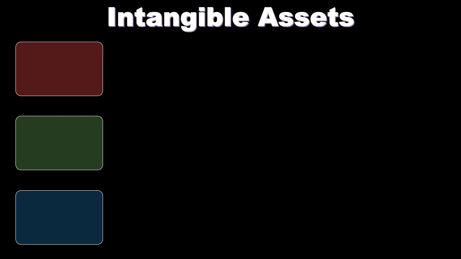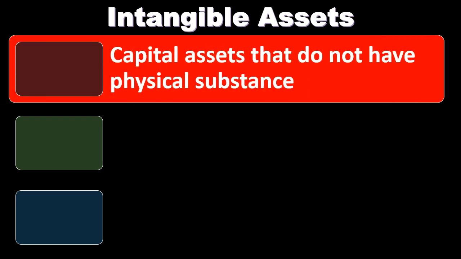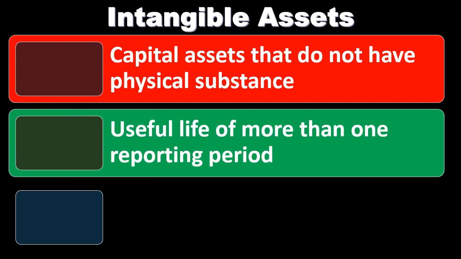Then we have intangible assets. And whenever you hear the term intangible assets, we have something of value. It's going to be an asset, but it's intangible. It doesn't have physical substance. So intangible assets are capital assets that do not have a physical substance and have a useful life of more than one reporting period.